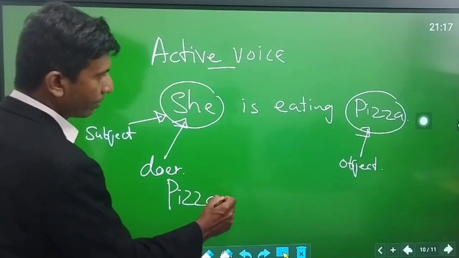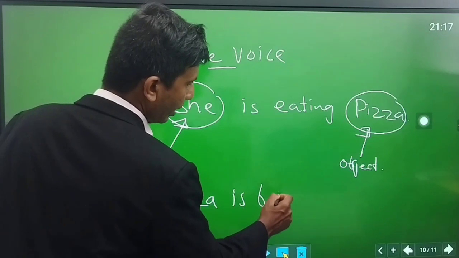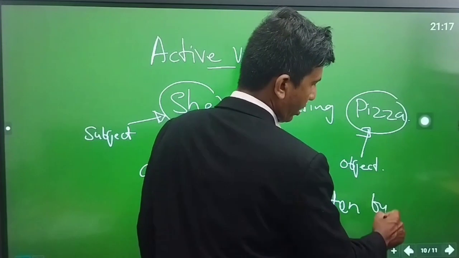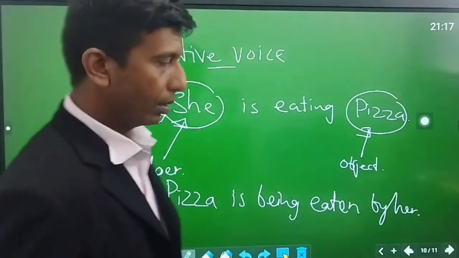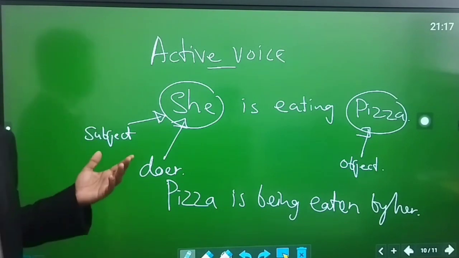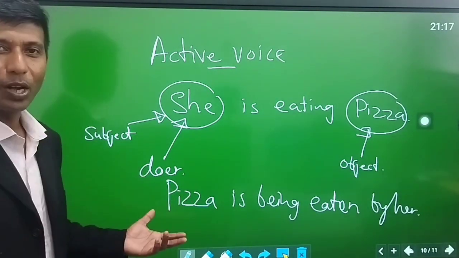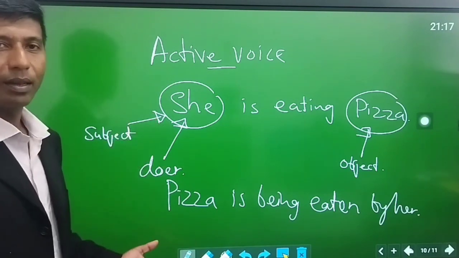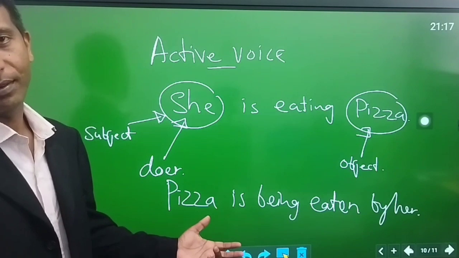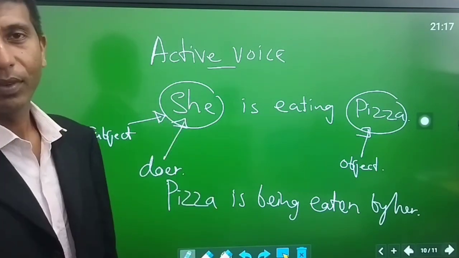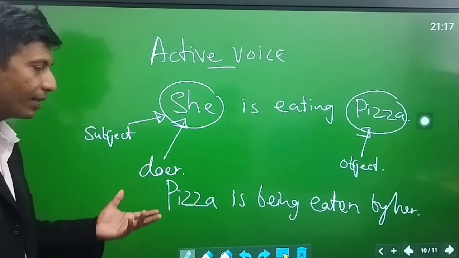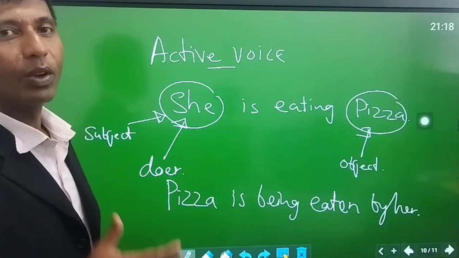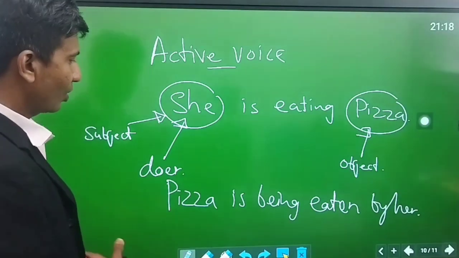Pizza is being eaten by her. So this is passive voice. What is passive voice? Passive voice is a sentence that is started from the object of the action. If you start the sentence from the object, or if you make the object the subject, we call it passive voice.